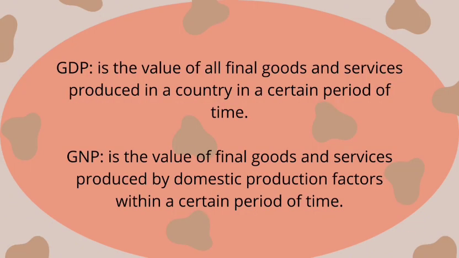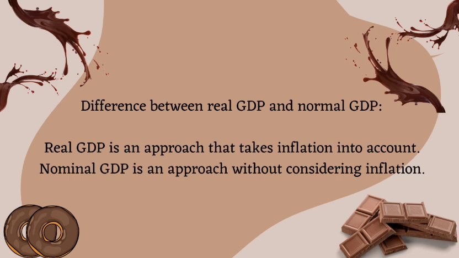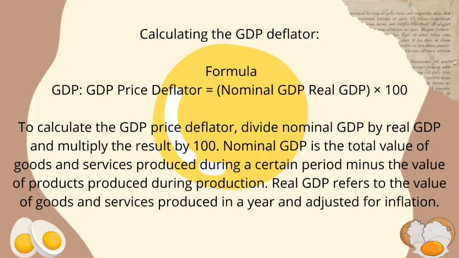GDP is the value of all final goods and services produced in a country in a certain period of time. GNP is the value of final goods and services produced by domestic production factors within a certain period of time. The difference between real GDP and nominal GDP is: real GDP is an approach that takes inflation into account. Nominal GDP is an approach without considering inflation.